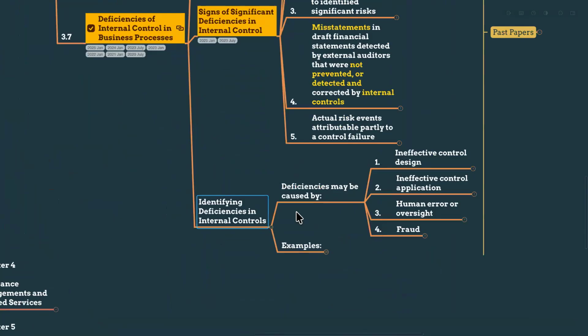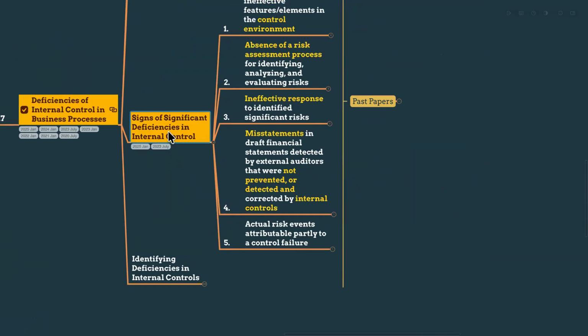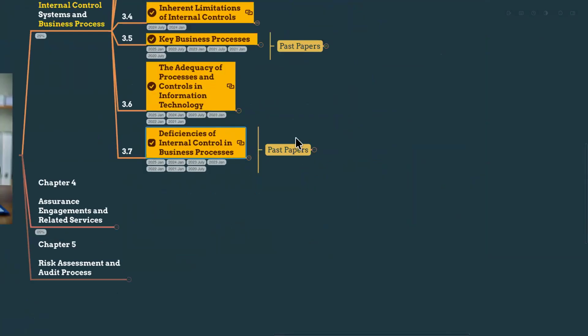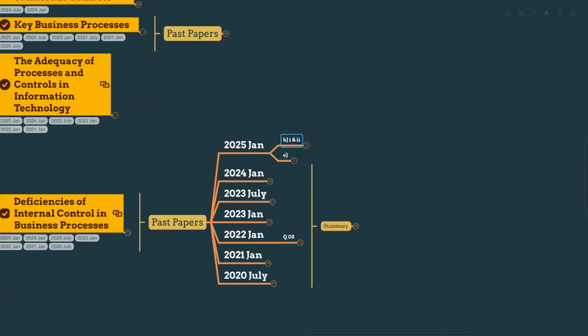The deficiency is always because of an ineffective control, or sometimes the control is very effective but it's not applied by the people. Even though the design of the control is effective and it is applied regularly, human error can still happen, and sometimes people intentionally overcome the internal control. We call it fraud. So these things can happen, and I have given you plenty of examples to identify the deficiencies. Now we will dive very deep into the questions area, my dears.